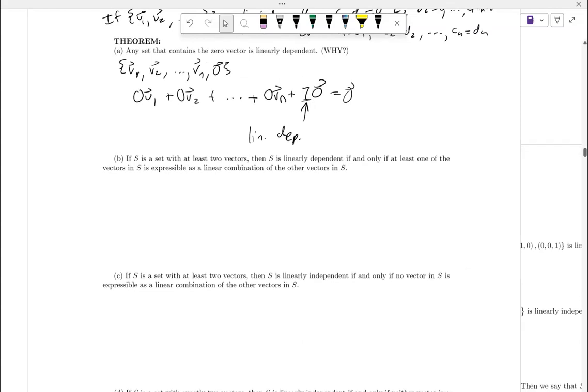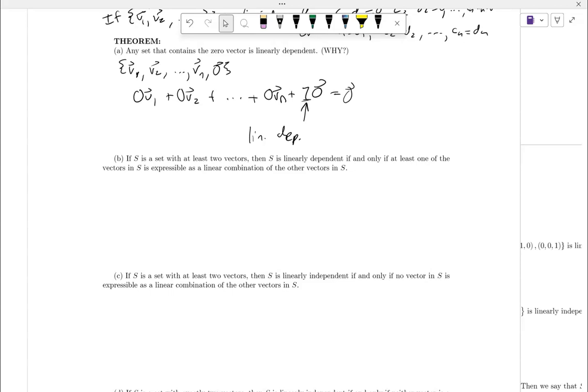And this is why we use the name dependent. It's this particular result. If we have a set with at least 2 vectors in it, that set is linearly dependent if and only if at least one of the vectors is expressible as a linear combination of the others. So remember, we have an if and only if statement. We actually have 2 things to prove, right? I've got to prove the first part, then the second part, and vice versa, right?